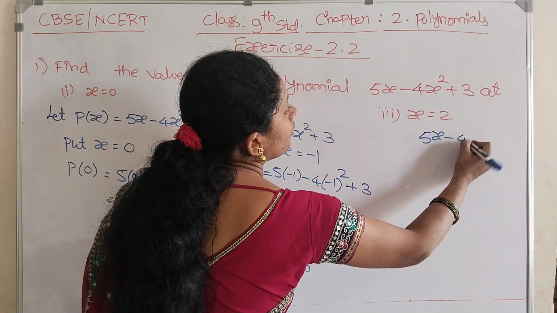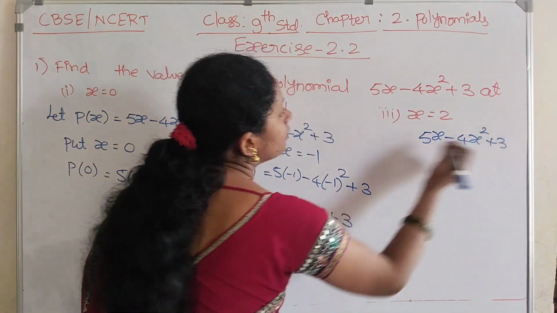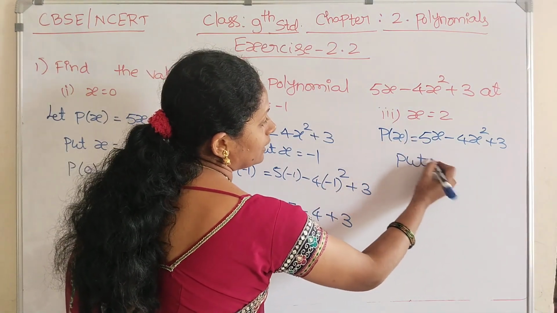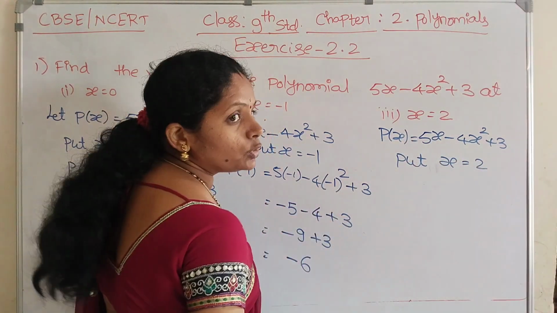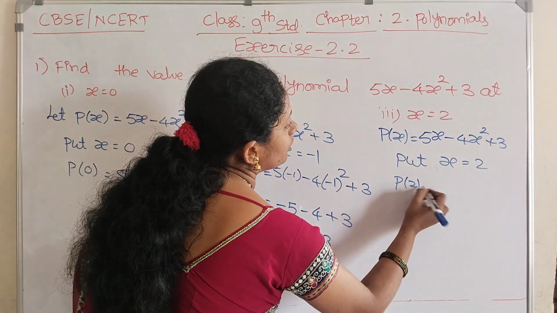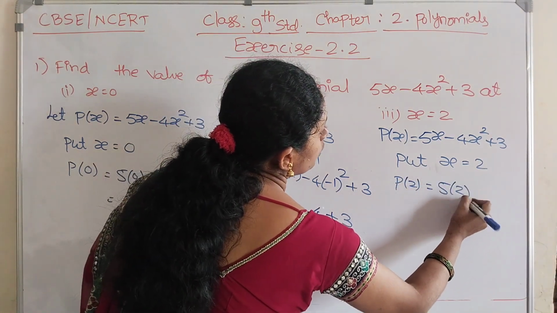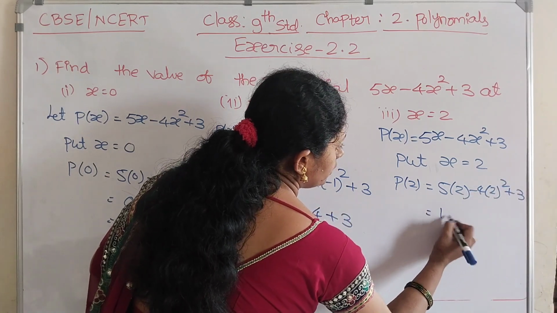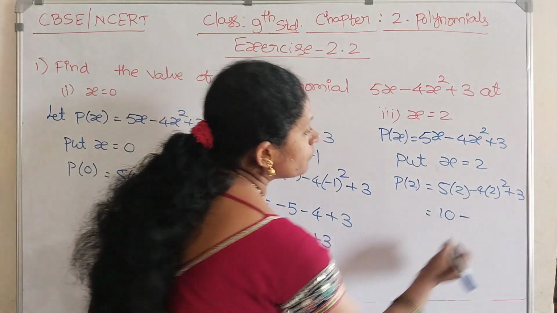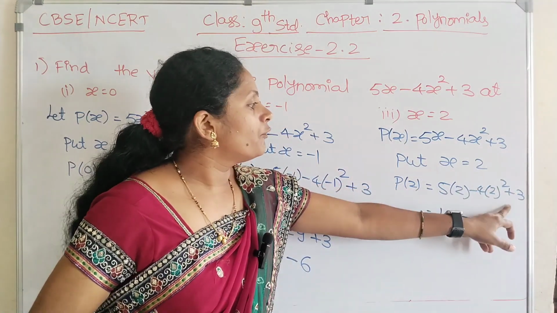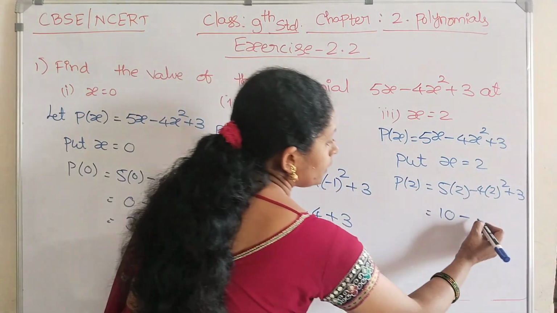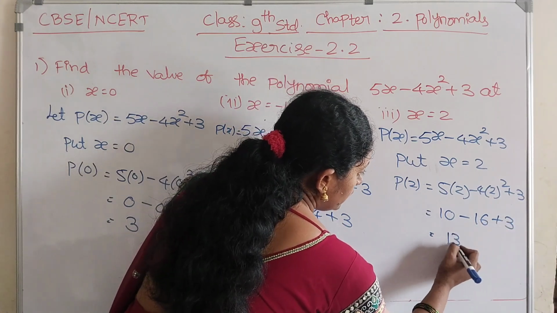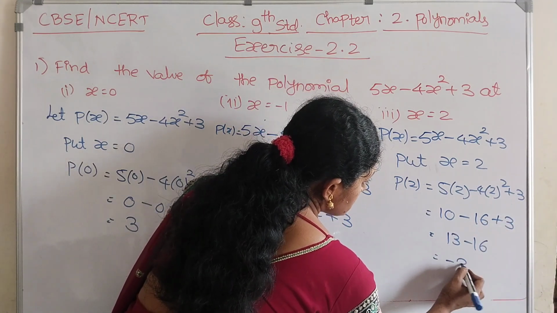5x minus 4x square plus 3. This is the polynomial P of x. What do we have to take here? Put x is equal to 2. Then P of 2 will be 5 into 2 minus 4 into 2 square plus 3. 5 2s are 10, minus 2 square is 4, 4 4s are 16, plus 3. 10 plus 3 is 13, minus 16 is minus 3.